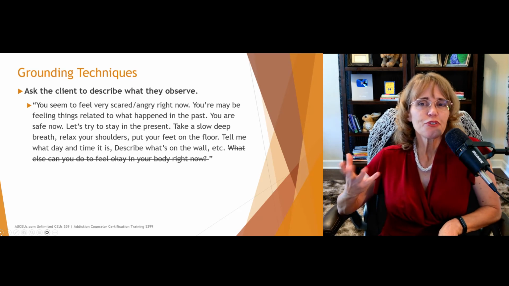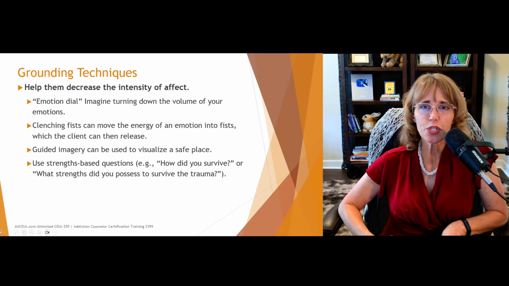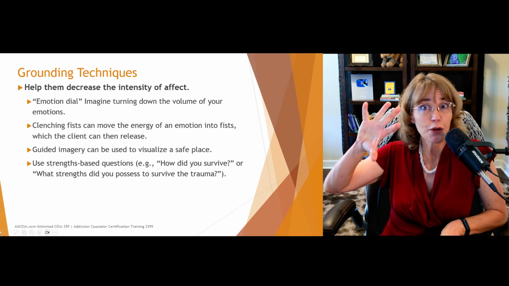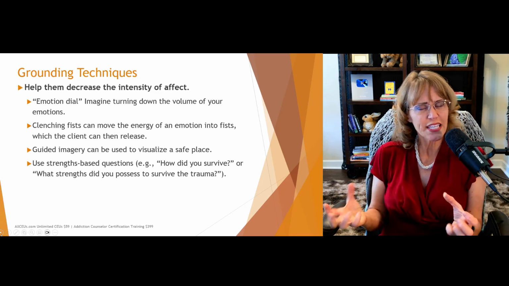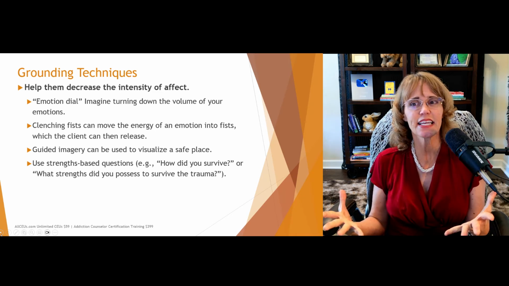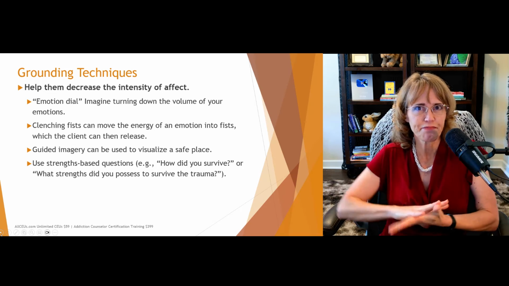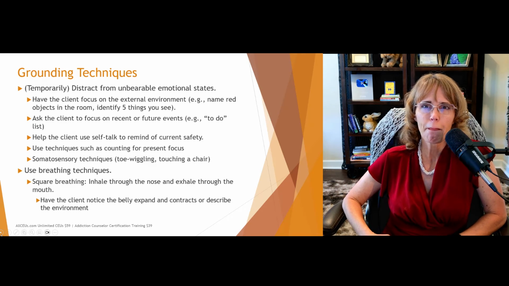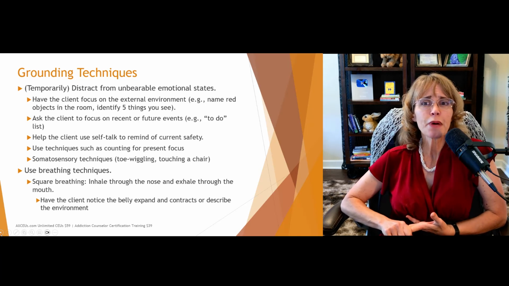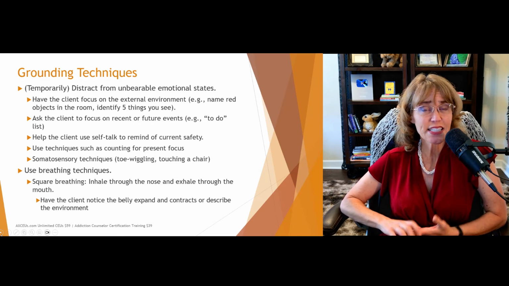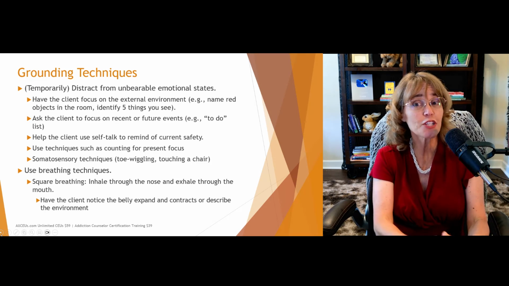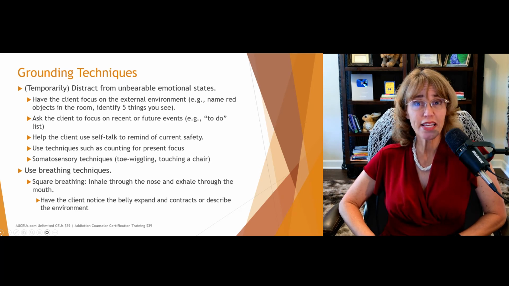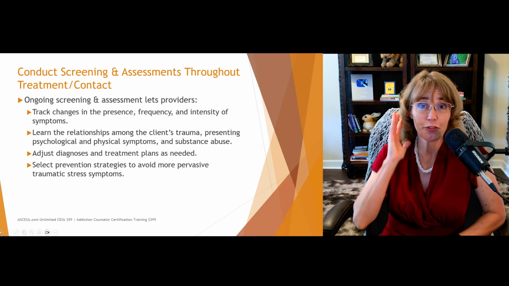Grounding techniques include asking the client to describe what they observe, help them decrease the intensity of the affect using an emotion dial, for example, or clenching their fists and then releasing it in order to release the intensity of the emotion through their fingers, or guided imagery. Help them distract from unbearable emotional states temporarily. Help them tolerate that distress. Use breathing techniques like square breathing to help them trigger that vagus nerve and the relaxation response.